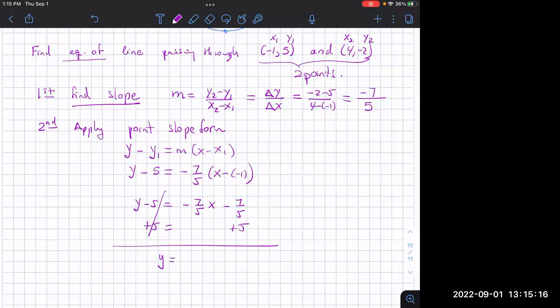So y equals negative 7/5 x, and then on the side, we can do negative 7/5 plus 5. We need the LCD, so multiply by 5, top and bottom. So I get negative 7 plus 25 over 5. And that gives us, what is that? 18 over 5, is that right? So there's the equation of the line.